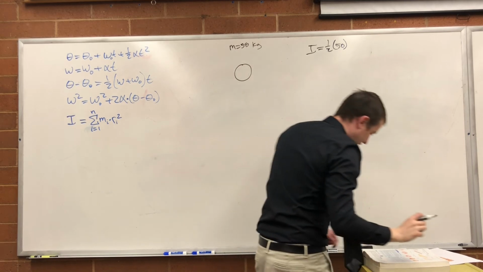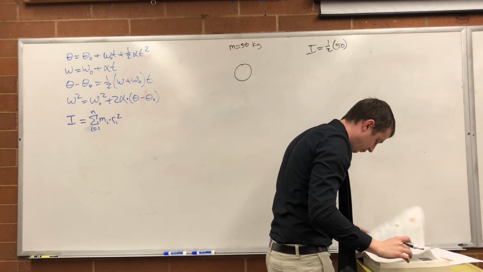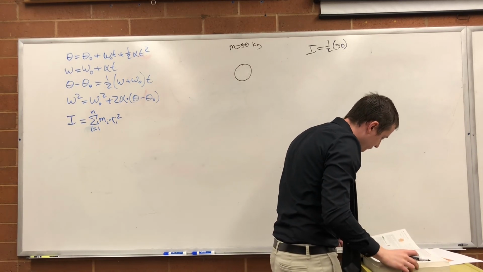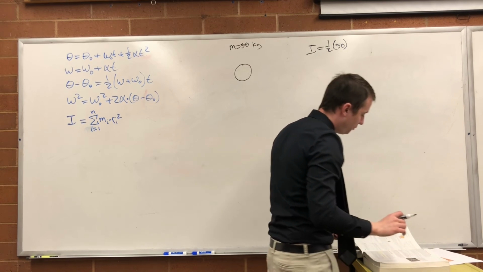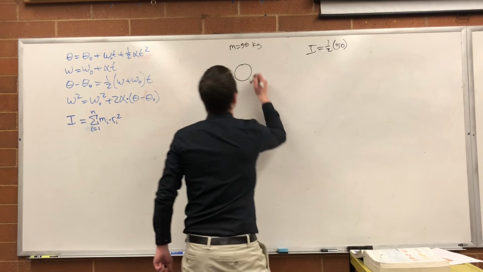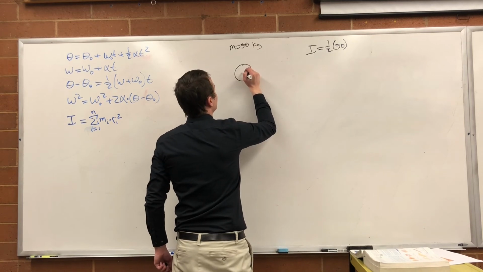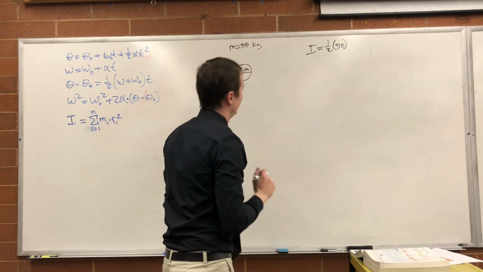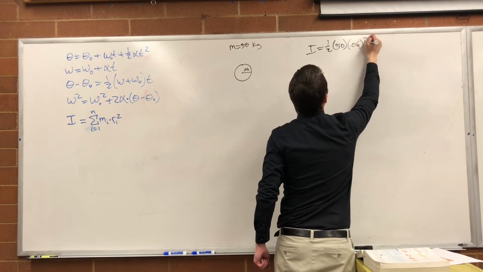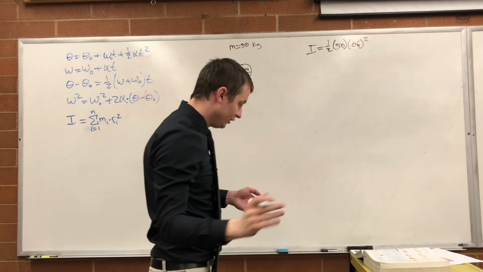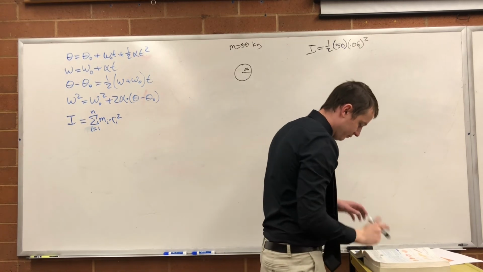And then our radius, they'll tell us, I assume, or maybe it's in the picture. Our radius is 0.06 meters. Okay, there's our radius, so times 0.06 squared. Just keeping things in mind.